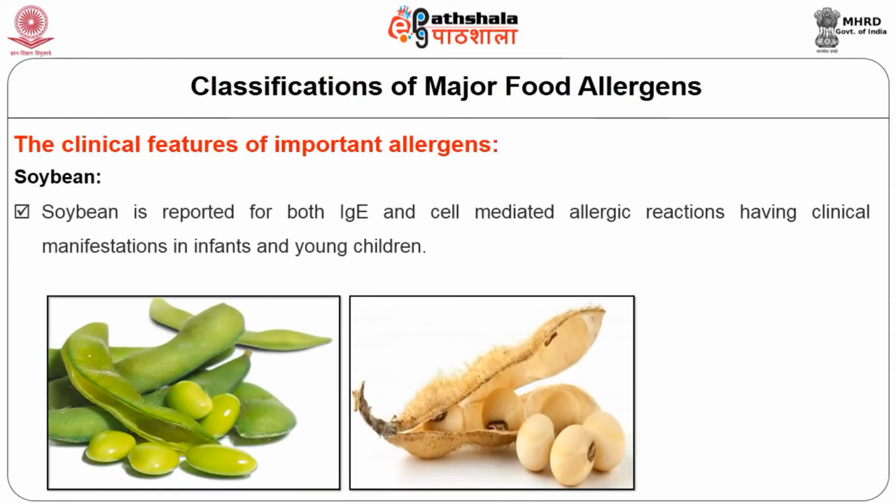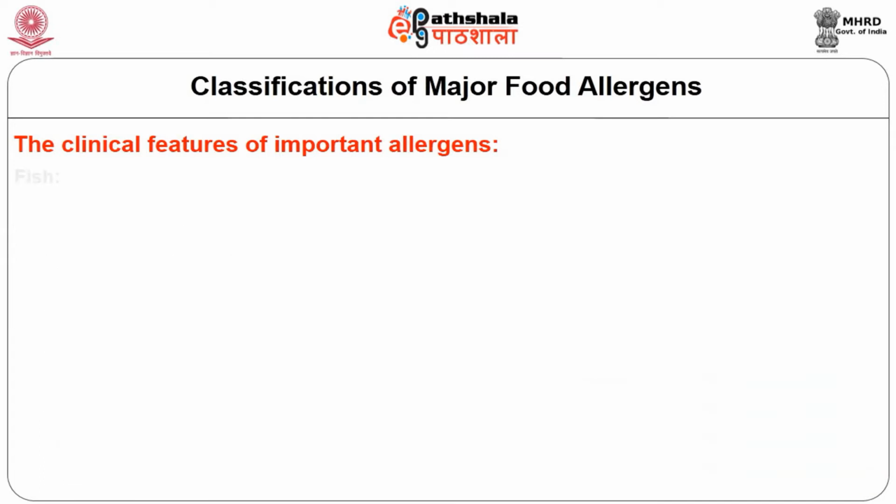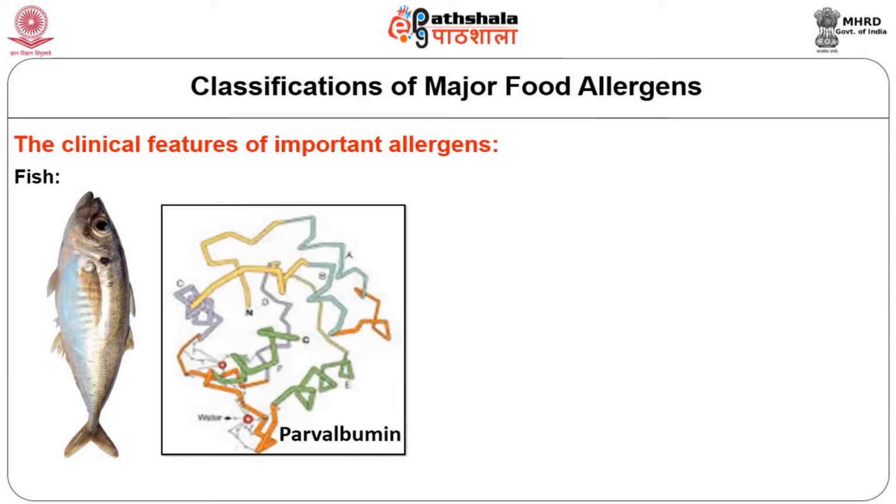Soybean is reported for both immunoglobulin E and cell-mediated allergic reactions, having clinical manifestations in infants and young children. But processed soybean oil is well tolerated by persons with allergy. Finned fish allergy is potentially very severe. The allergen found in finned fish that is responsible for allergic reaction is parvalbumin.